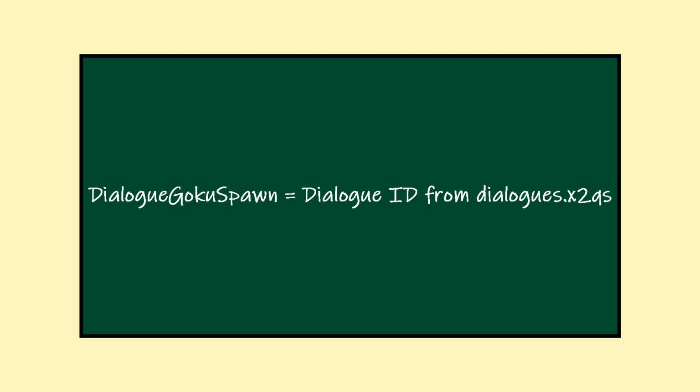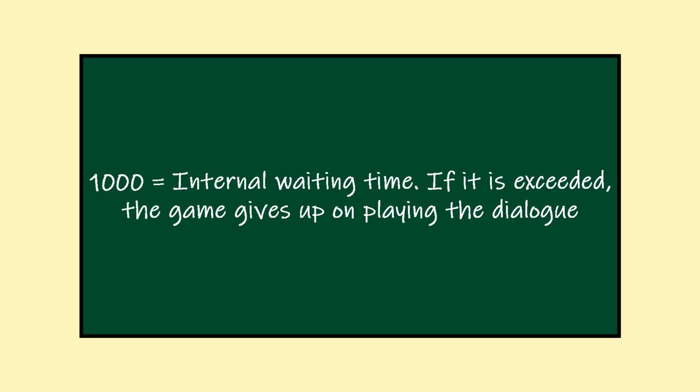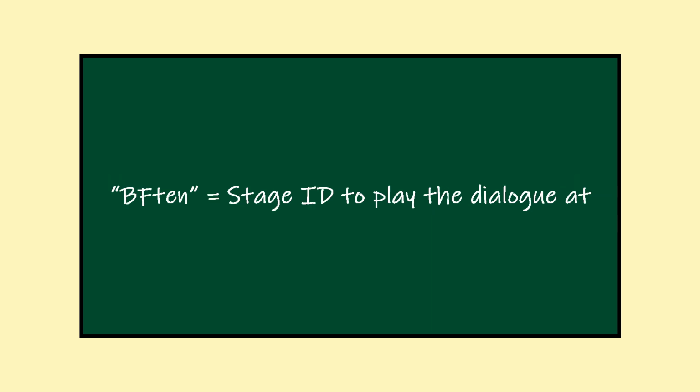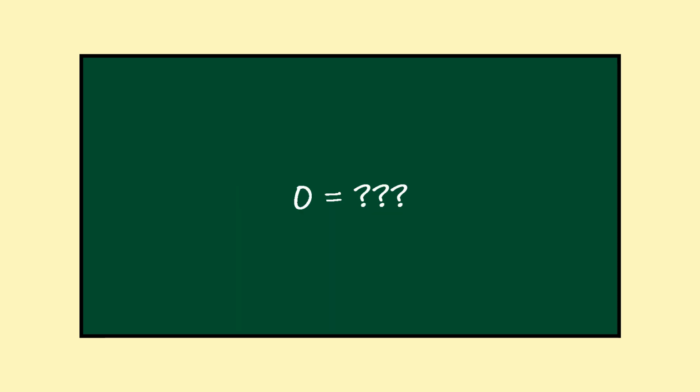Dialogue Goku spawn is the dialogue ID you chose in dialogues file. 1000 is the internal waiting time, basically for how long the dialogue can stay in queue before the game gives up on playing it. BF10 is the stage where the dialogue will play. 0 is unknown.